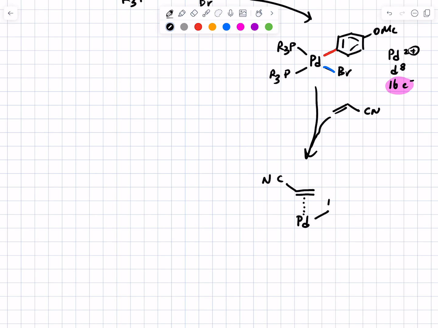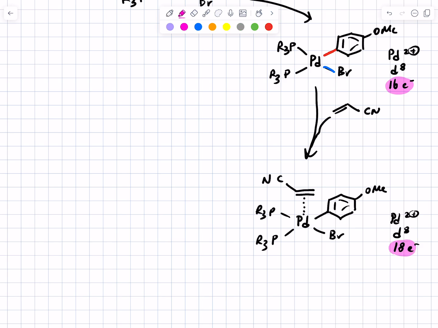At the same time, you've still got the carbon-palladium bond, the bromo, and then the 2 phosphine ligands. Sorry, those are R groups. So now this is still palladium 2 plus. It's still a D8 metal, but now we're at 18 electrons. We've hit the limit. This is coordinatively saturated.